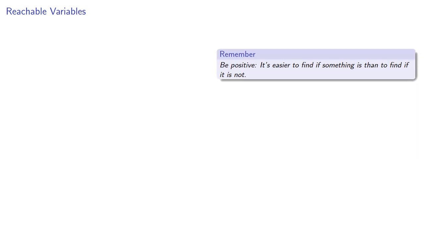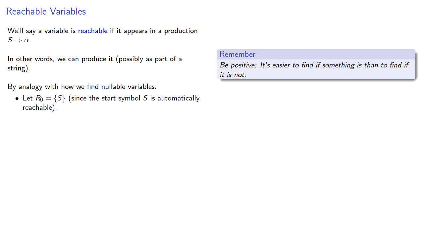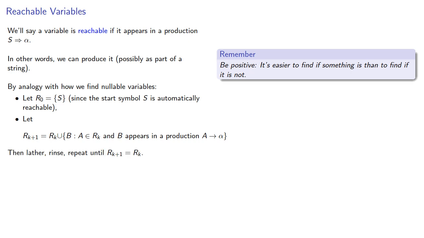So a useful idea in math and life is to be positive. It's easier to find if something is than to find if it is not. We say that a variable is reachable if it appears in a production rule, S eventually produces alpha. In other words, we can produce it possibly as part of a string. By analogy with how we find nullable variables, let R0 be S, since the start symbol is automatically reachable, and let's construct a new set by taking the previous set together with anything that can be produced from a variable in our set. Then lather, rinse, repeat until R(k+1) is Rk, and we can't grow our set any further.